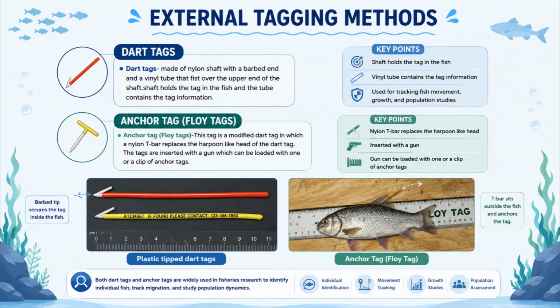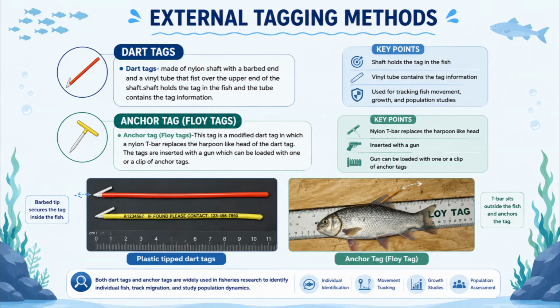The first method is the dart tag. Dart tags are made of a nylon shaft with a barbed end and a vinyl tube fitted over the upper part of the shaft. The barbed end helps secure the tag firmly inside the fish body, while the vinyl tube contains the identification information. These tags are commonly used in fisheries research for tracking fish movement, migration, and population studies.